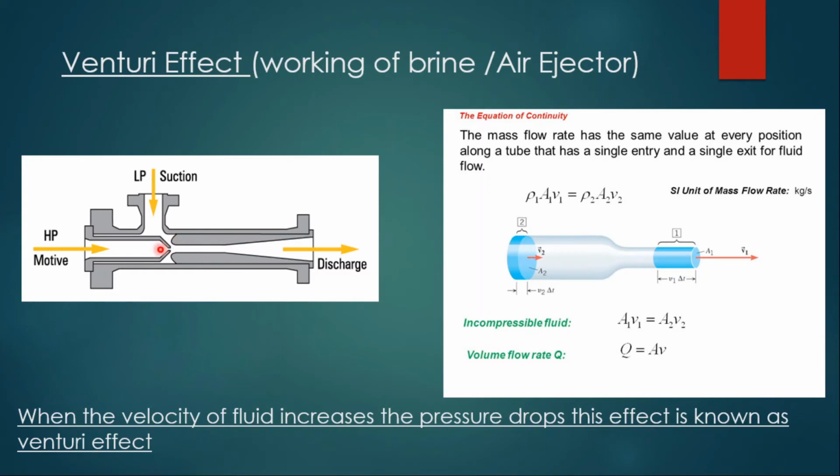So this is what happens over here. The high pressure liquid moves from here, and due to reduction in area and increase in the velocity, low pressure gets created in this area, and due to that it sucks the air and the brine from the freshwater generator, and this is how we create the vacuum in the freshwater generator.